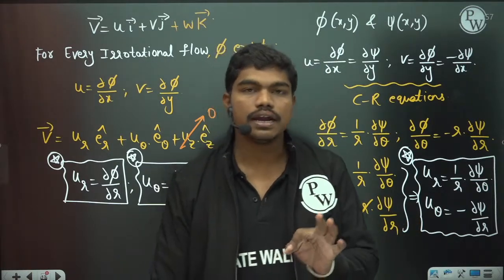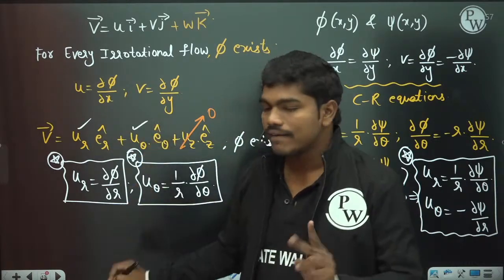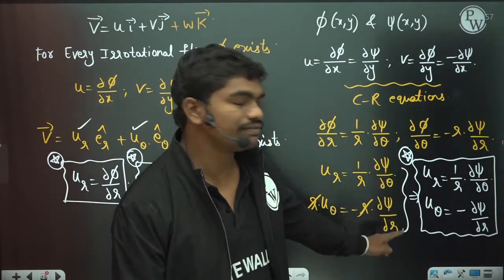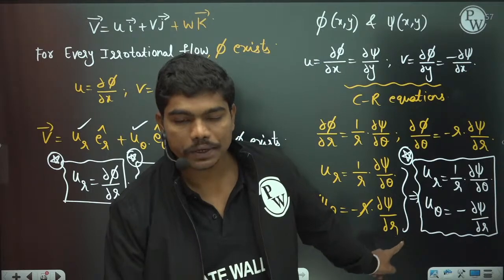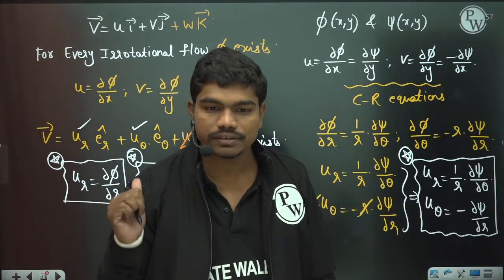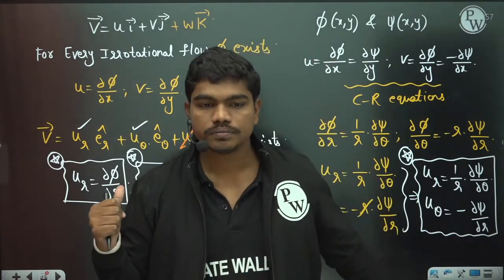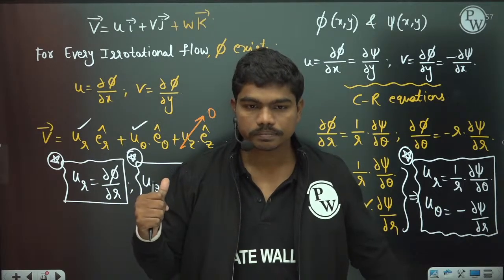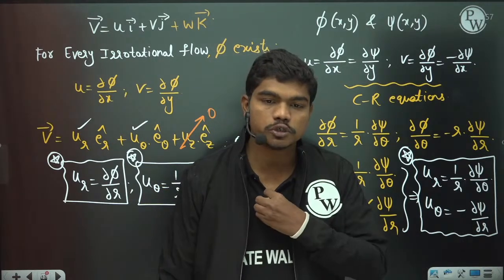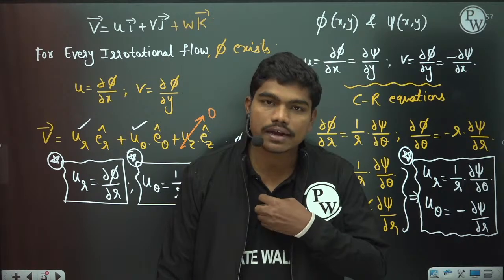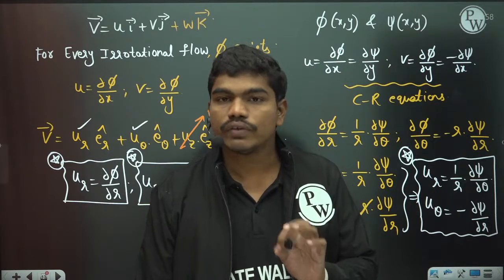First of all, did you all understand how to calculate the radial velocity direction and θ velocity direction with this u_r and u_θ when the potential function is given and also when the stream function is given? Please type in the chat box. Did you all understand how to calculate the velocities in radial and θ directions when φ and ψ are given to you? Is this clear to you?